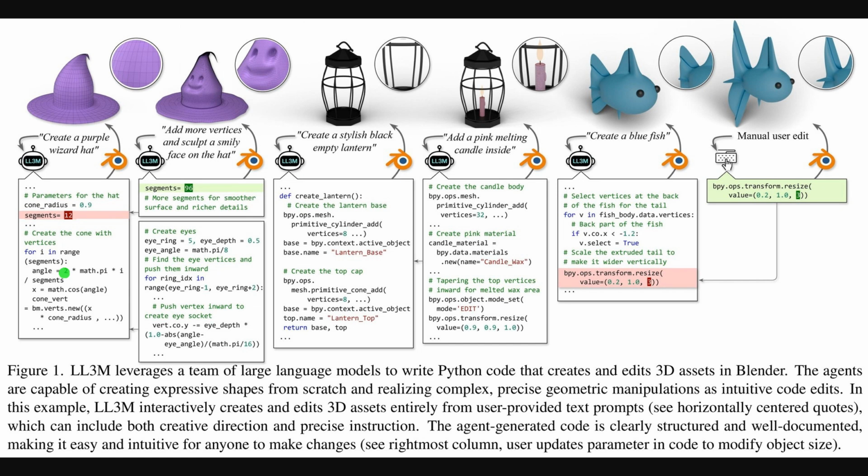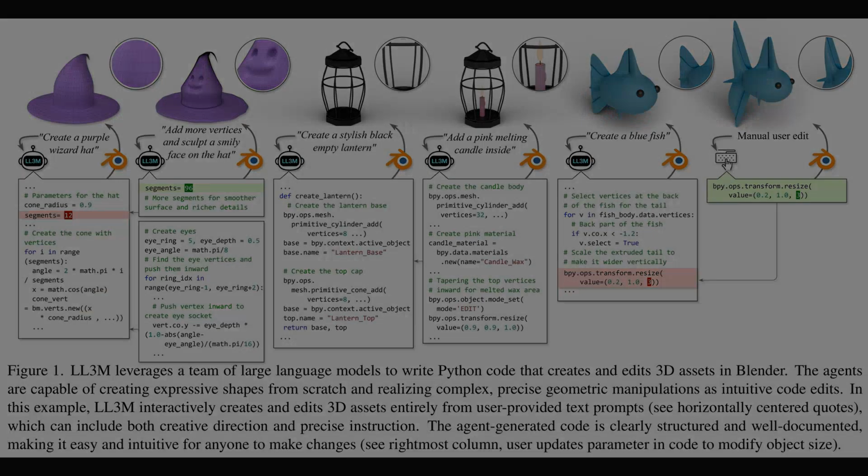Alright, this opening figure showcases the end-to-end flow. Starting from text prompts on top, the agents generate Blender code panels below, which then render the purple hat, lantern with candle, and the blue fish. Notice the green highlighted lines that mark key parameters the agents tweak during refinement. Building on that, the rightmost code snippet illustrates a simple manual change to a resize value, and the fish updates without rebuilding the rest, highlighting localized, editable control.